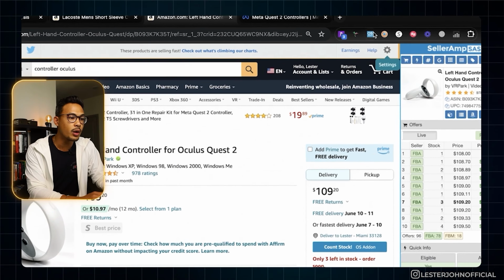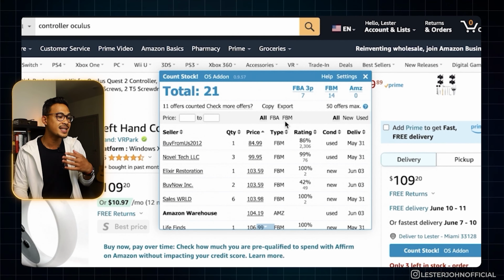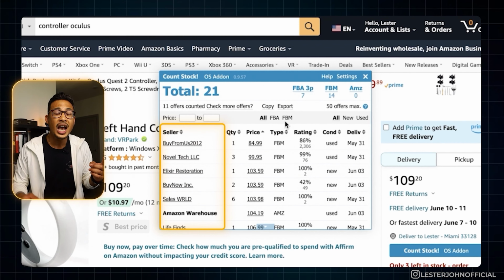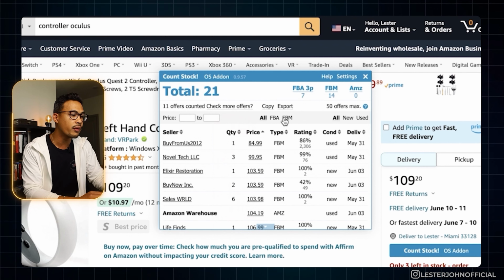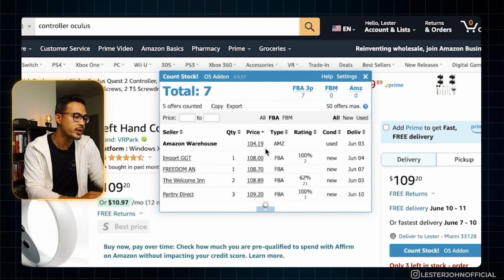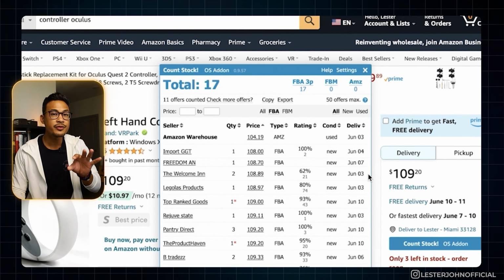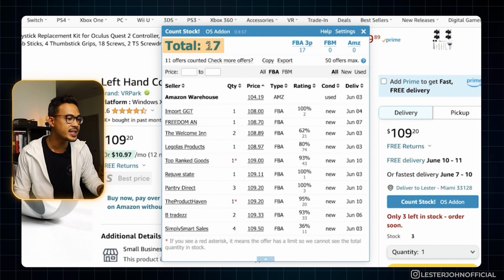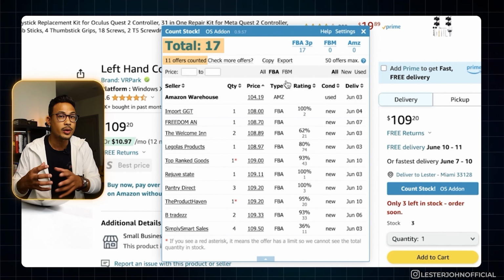So now this is where the OS Stock Addon comes in handy. I love to use it because I can see what competition is out there, how much they're selling for, and how many they have in stock. So it gives me an overview of where the competition lies. So let's go ahead and click check more offers here and let that refresh to see what we have going on. After refreshing, as you can see, there's a total of 17 offers from other people selling this product. 11 offers are Amazon FBA, and the rest are FBM.